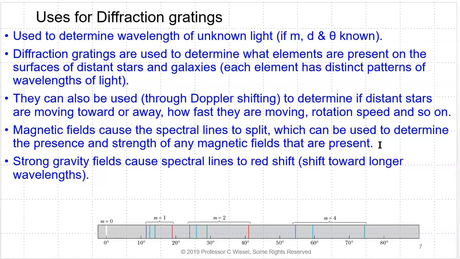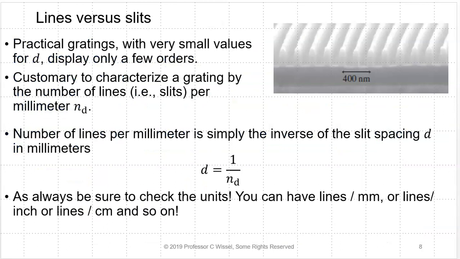Magnetic fields cause the spectral lines to split. It's called Zeeman splitting, and this can be used to determine the presence and strength of any magnetic field. Strong gravity fields cause the spectral lines to redshift, shift toward longer wavelengths, and that can be used to determine how strong the gravity is on the object.